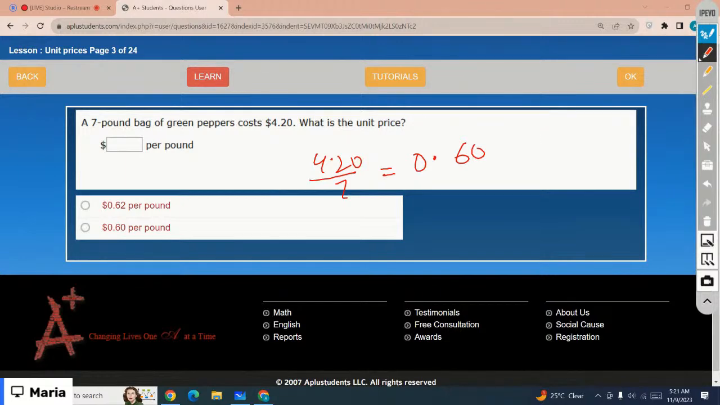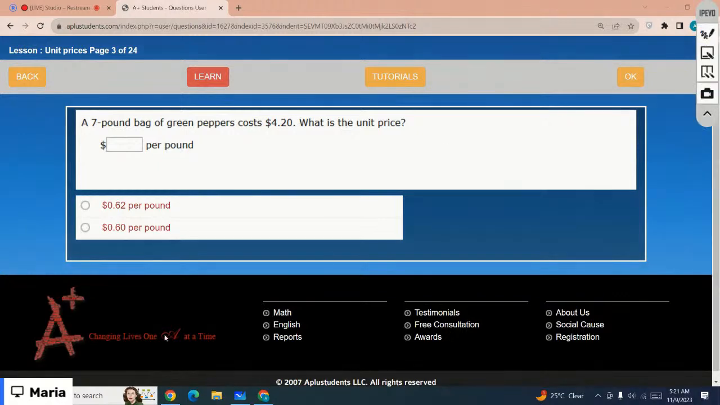So the price of 1 pound equals $0.60 per pound. Got it? So the correct option is $0.60 per pound. Got it?